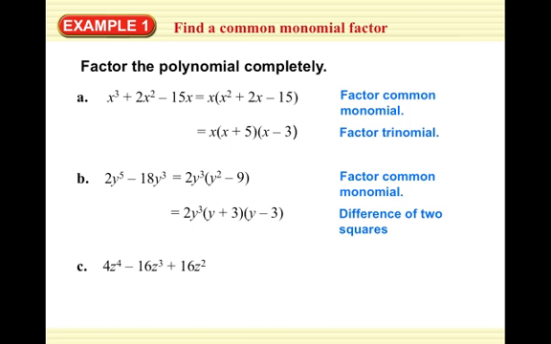All right, for part C, we've got 4z to the 4th minus 16z cubed plus 16z squared. So we're going to be able to factor out a 4, and we're going to be able to factor out z squared. So 4z squared will be our common monomial, our greatest common factor. And so then we're left with z squared minus 4z plus 4.